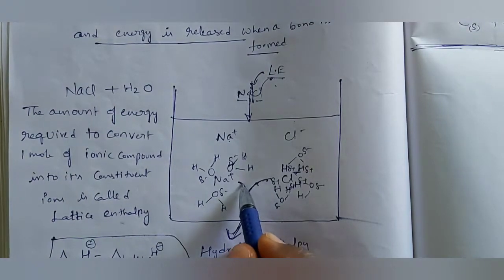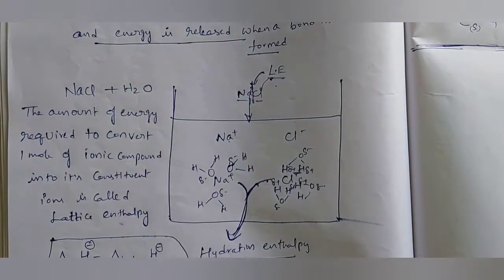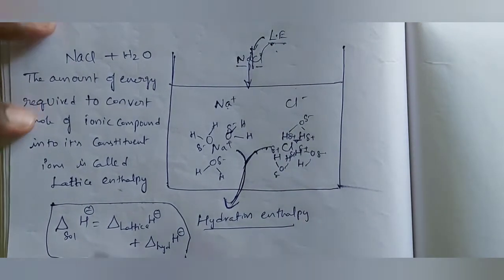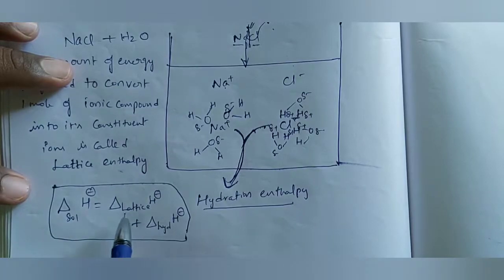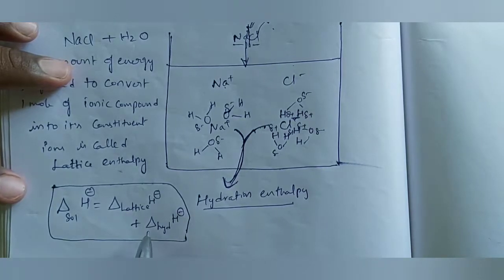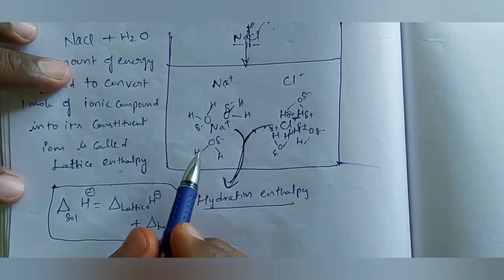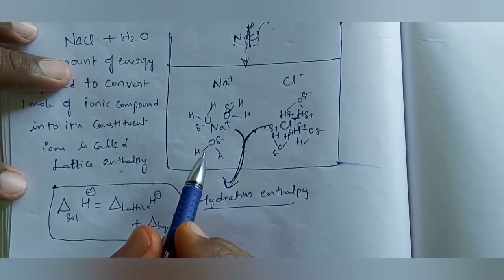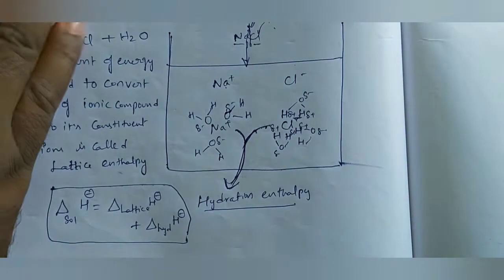At the time they are surrounded by water molecules, some amount of energy is released, which is called hydration energy. So delta H solution should be written as delta H lattice plus delta H hydration, that means lattice energy plus hydration energy. Lattice energy plus hydration energy is equal to solution energy while we are preparing a solution by adding solute to solvent. Is it clear?